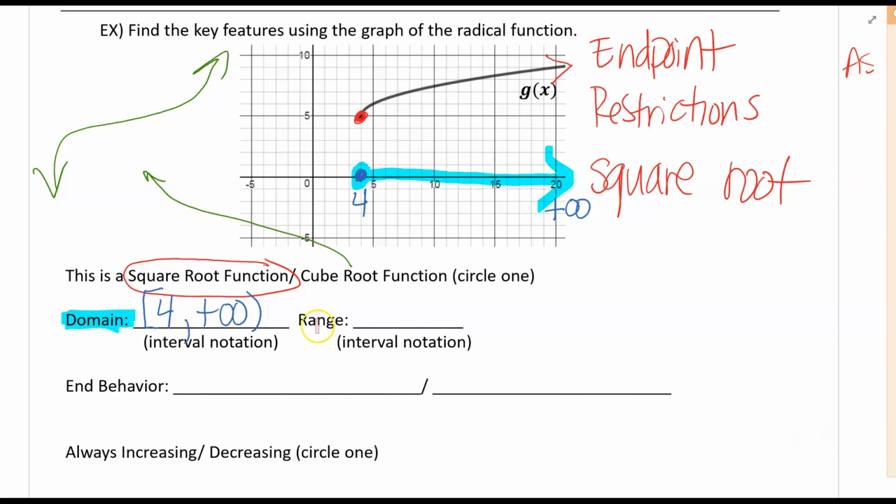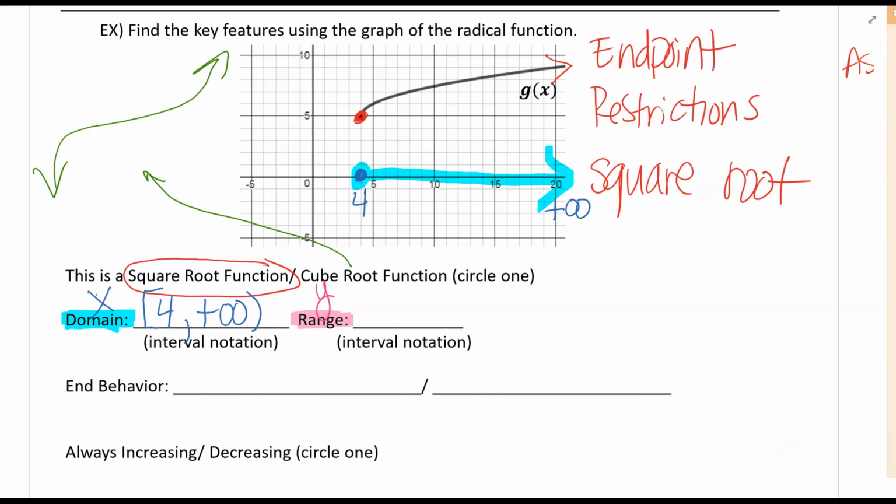Okay, for the range, I'm going to do the same thing, but now for the range, I'm looking at the y's. So I would switch colors for the y's. So you can switch highlighter. You're going to basically do the same thing, except now you're going to drag it to the y-axis instead of the x-axis, okay? So take your endpoint that's here. You're going to drag it to the y-axis.